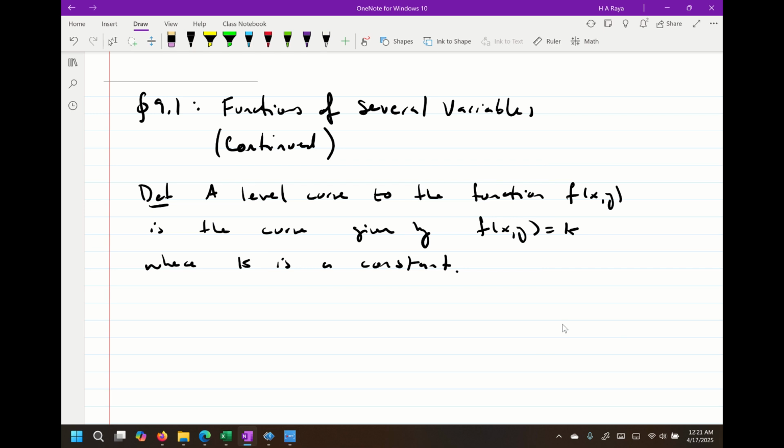Here we continue our coverage of functions of several variables. This section is a dense one, so I split it up into two lectures. So we'll start off with the definition of a level curve.